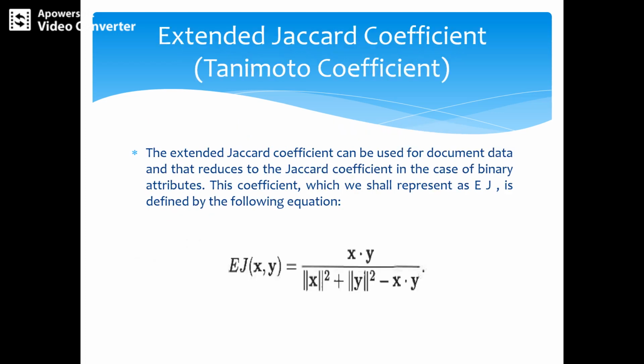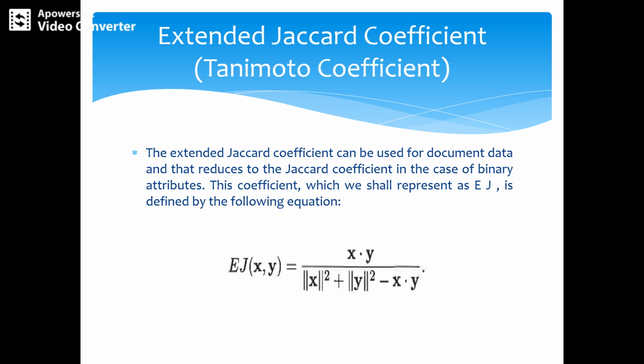So in addition to that, extended. Okay. So the extended Jaccard coefficient. So that is called a Jaccard similarity coefficient, extended Jaccard similarity coefficient. So that is Tanimoto. Another name is Tanimoto coefficient.